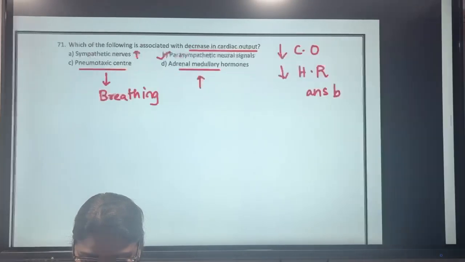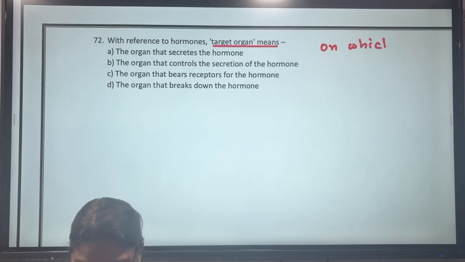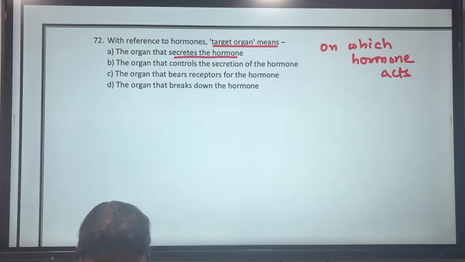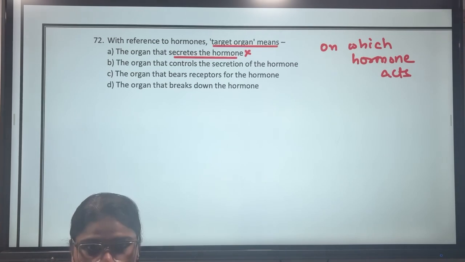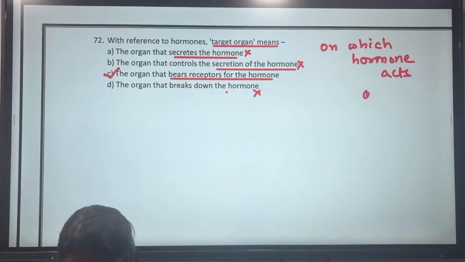Going to the 72nd question. With reference to hormones, target organ means. Target organ is the one on which hormone acts. The organ that secretes the hormone, no, that cannot be the answer. It's the endocrine gland. The organ that controls the secretion of hormone, that is also not the target organ. The organ that bears receptor for the hormone, yes, that is the answer. Organ that breaks down the hormone, no. So answer is option C.